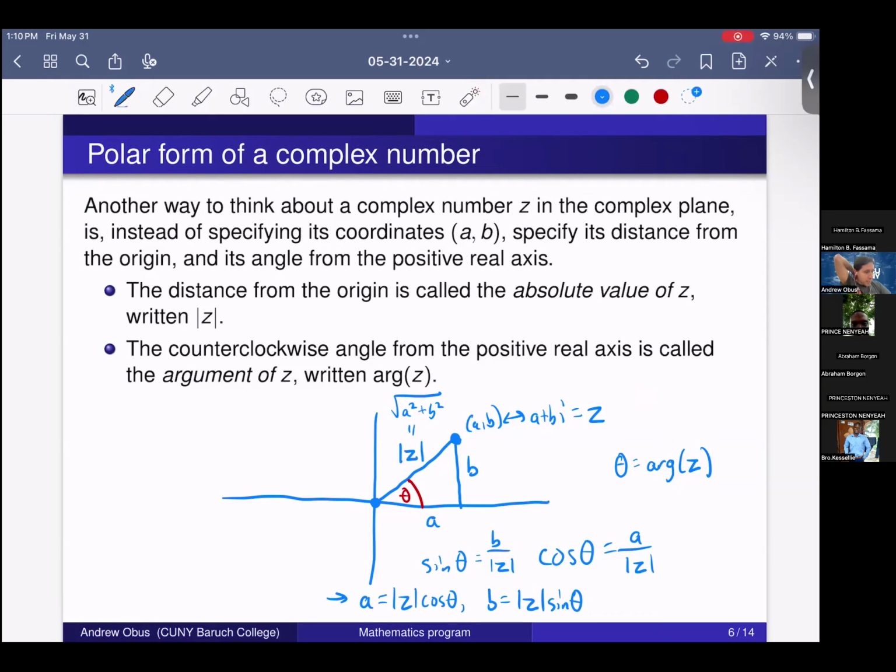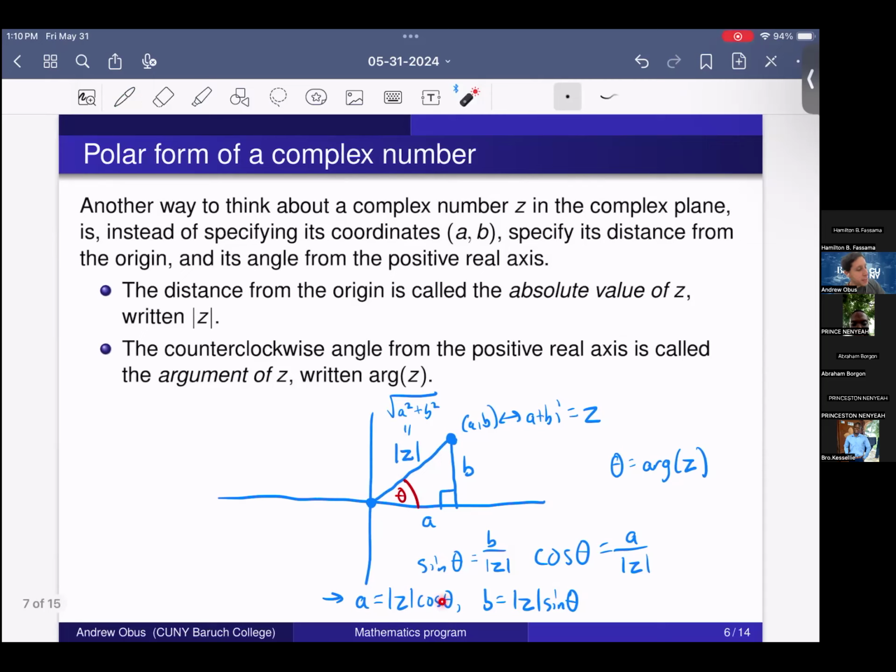This happens because this is a right-angled triangle, right? So I can use right-angled trigonometry for this. And so in particular, if I know what theta is and I know what the absolute value of Z is, then I can determine A and B. So if I want to look at a complex number, 3 plus 2i, I can look at its absolute value, and I can also look at its argument.